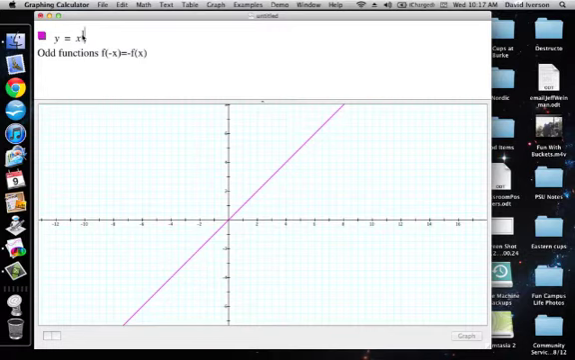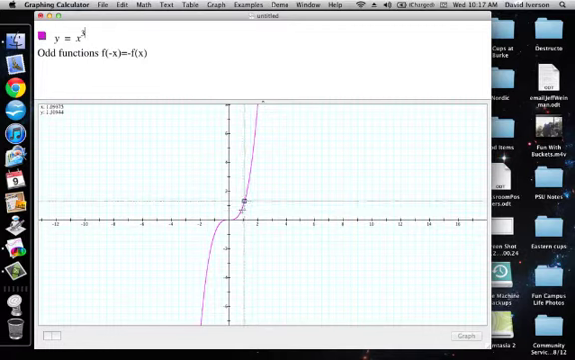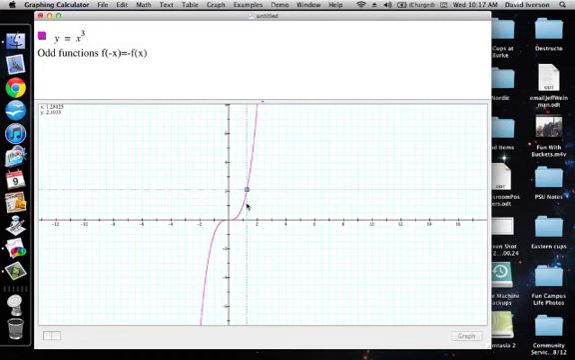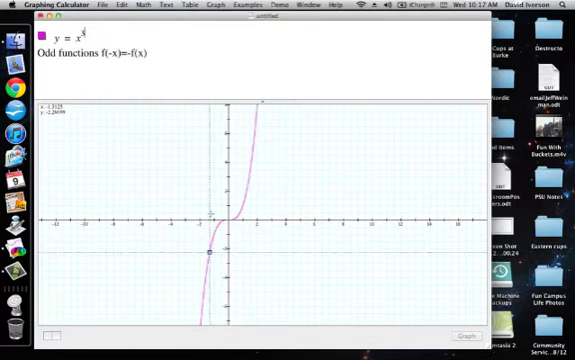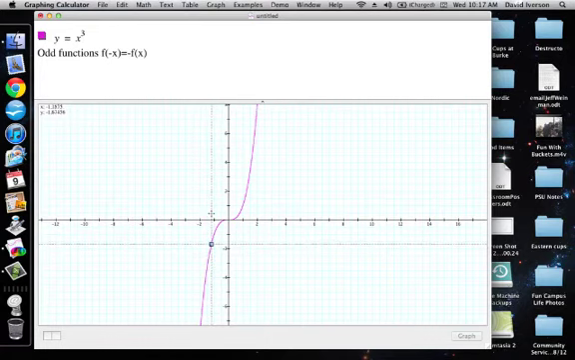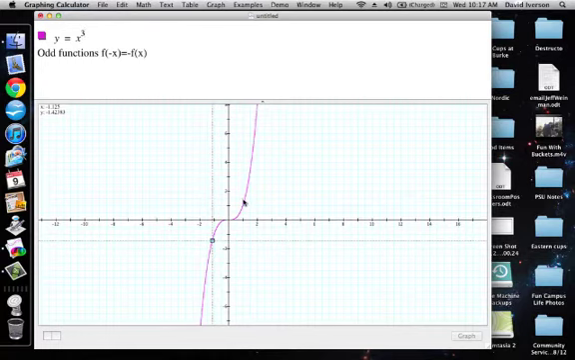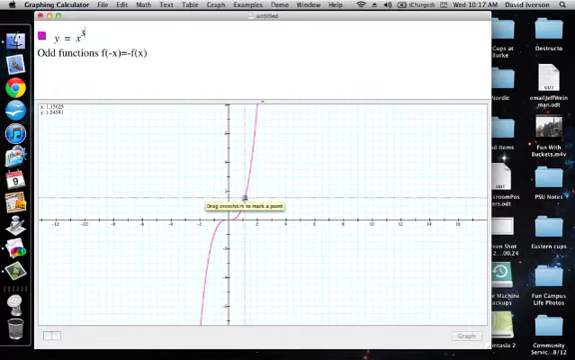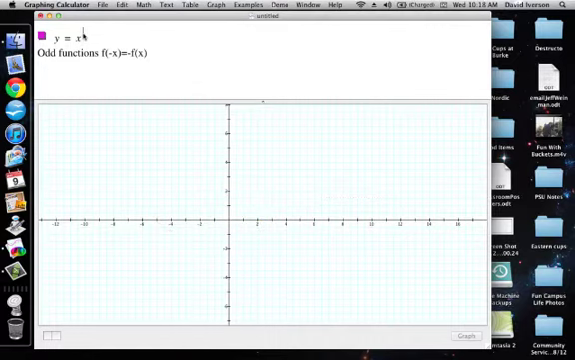Another odd function for you is x cubed. But this function here is sort of both negative: if I switch to a negative x, I also switch to a negative y. Let's look at even functions.